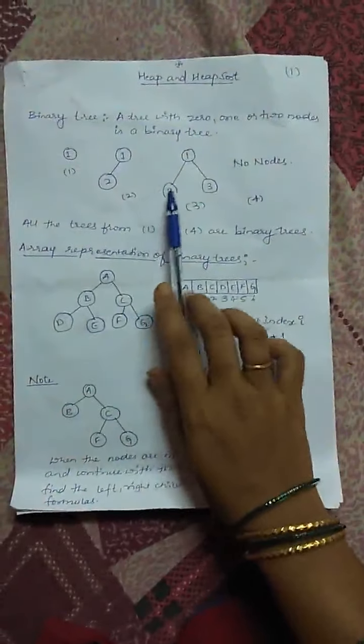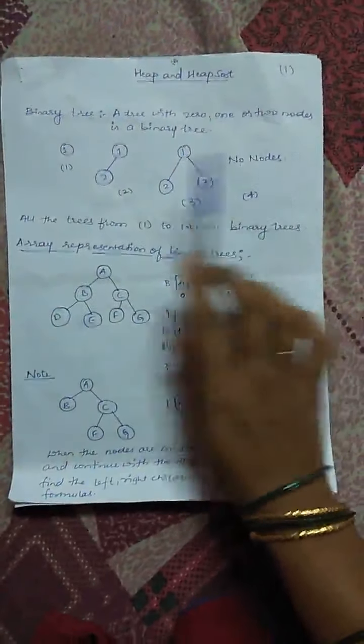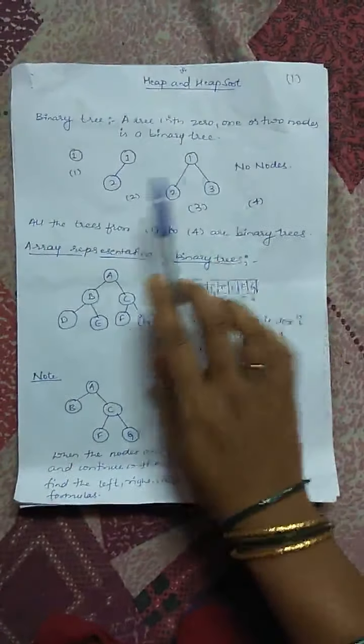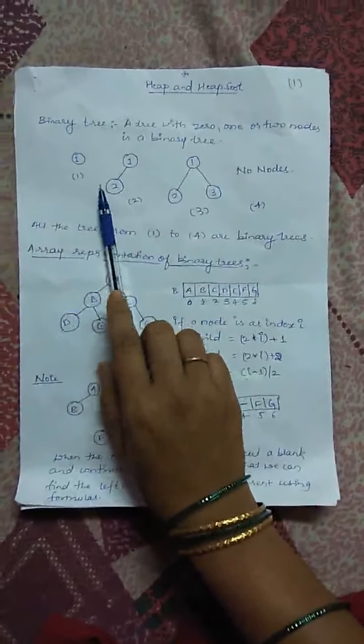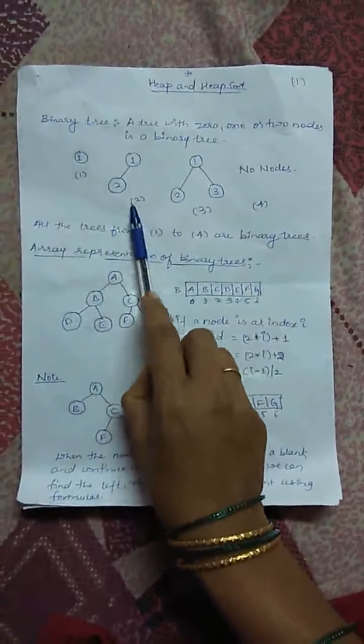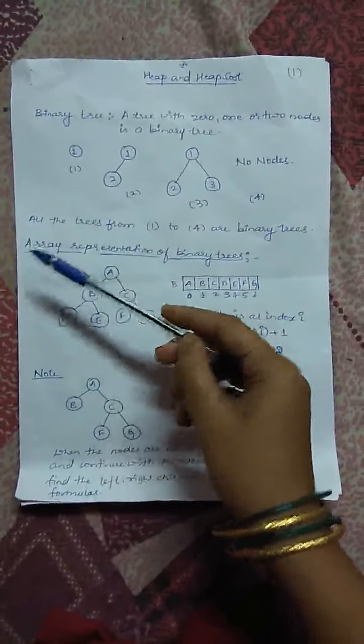As I have written here, a tree with 0, 1 or 2 nodes is said to be a binary tree. Now in the first figure you can see that there is only one node. So that is also a binary tree. In the second figure there are 2 nodes. So that is also a binary tree.